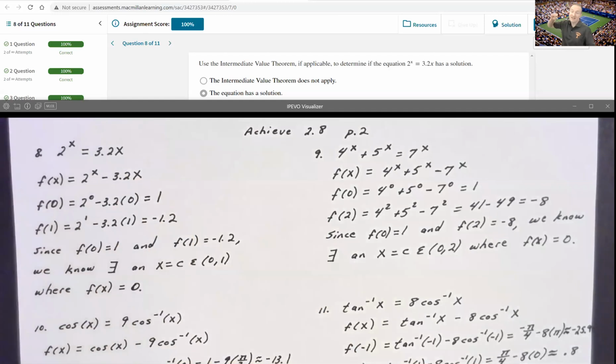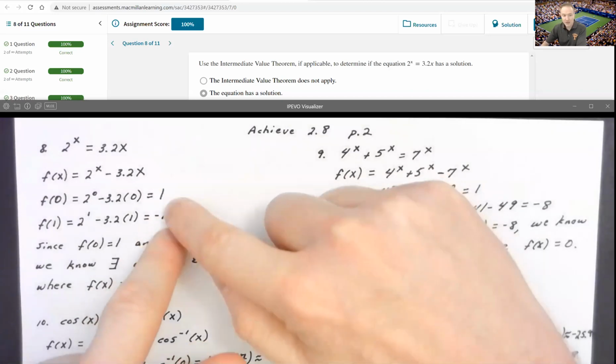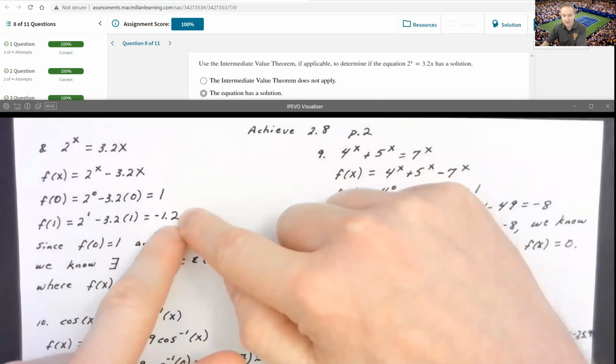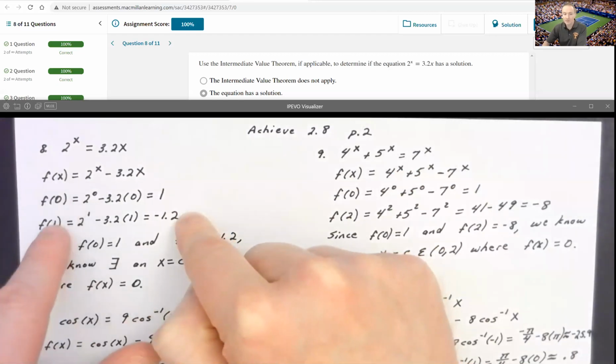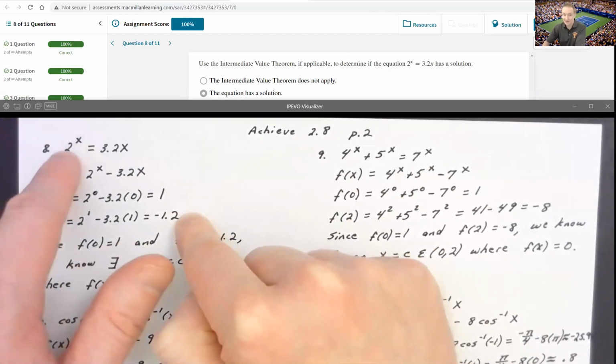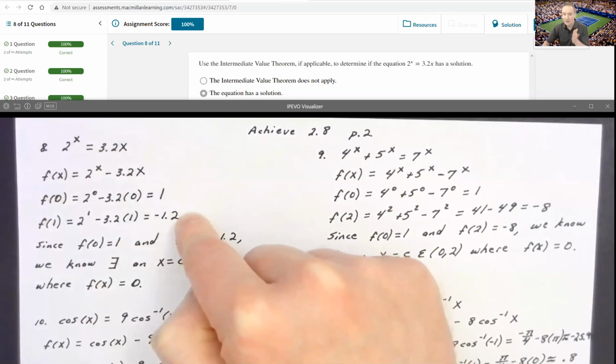And I can say, well, that is wonderful, because now I know, since the y value changed sign from positive to negative here, that there is an x value in between 0 and 1 such that this original equation had to be true. That's what the intermediate value theorem states.